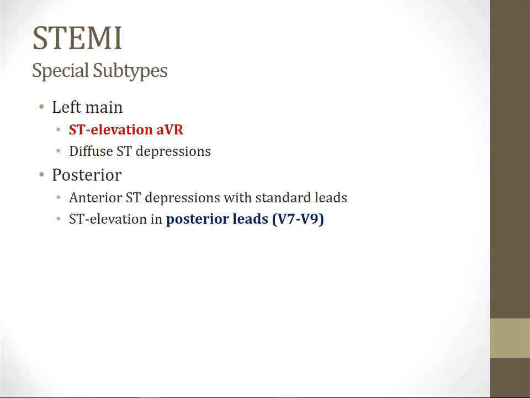And so here's a summary slide of the two special subtypes of STEMI. In a left main STEMI, you see ST elevation in lead AVR with diffuse ST depressions everywhere else. In a posterior myocardial infarction, you see anterior ST depressions with the standard leads, but you will see ST elevation if you place posterior leads like V7 through V9.